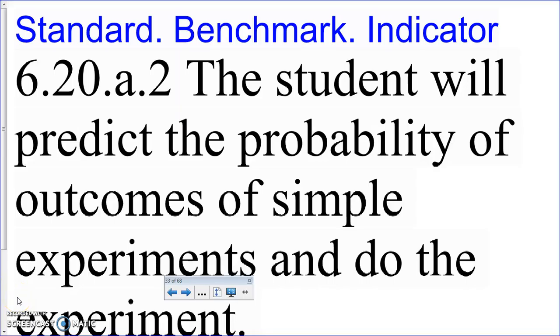Today we are learning about geometric probability. Please copy the standard benchmark indicator on a clean page in your math notebook. The student will predict the probability of outcomes of simple experiments and do the experiment.